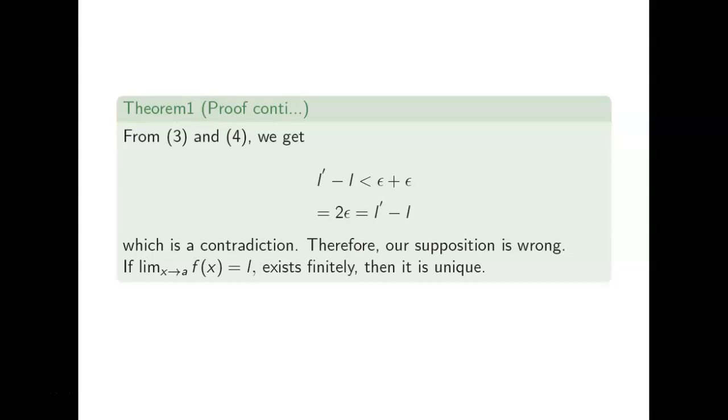This cannot be true. That means our supposition in the very start of the theorem, where we supposed that L is not equal to L dash, is wrong. So with this supposition, we obtained that mod L dash minus L is less than 2 epsilon, which is a contradiction. That means the limit of f(x) as x tends to a, if it exists finitely, must be a unique limit. There cannot be two limits for the same function as x approaches a. So this is the proof for the first theorem.